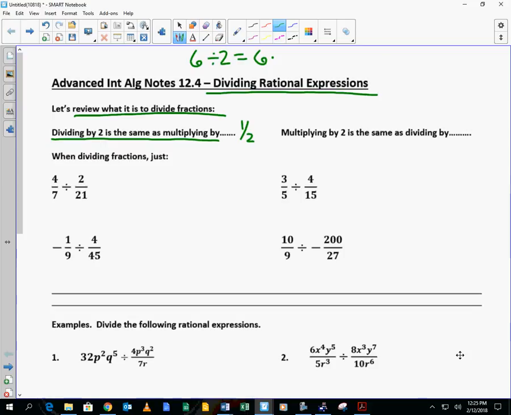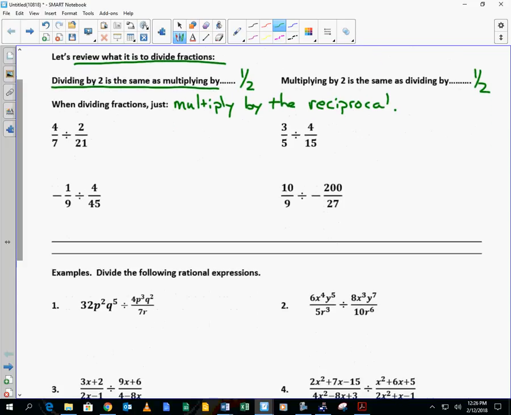A lot of you can think about that and understand that. Multiplying by 2 is the same as dividing by 1/2. So let's say you want to take 6 times 2. That gives you 12. Well, that's the same as 6 divided by 1/2. So what do we learn? We learn that when dividing fractions, just multiply by the reciprocal. When dividing fractions, multiply by the reciprocal. You don't change the first fraction, change the second one.